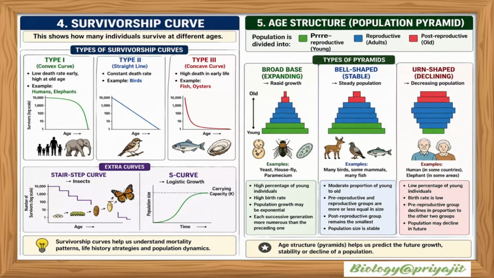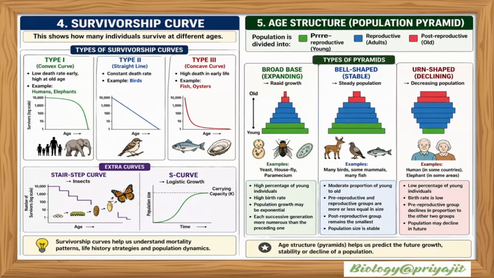Broad-based pyramid is found in yeast, housefly or paramecium. Bell-shaped pyramid is found in many birds and mammals and some fishes. And urn-shaped or declining population is found in humans in some countries and elephants. So in a broad-based population, there is a higher percentage of young individuals, high birth rate, and population growth may be exponential, each successive generation more numerous than the preceding one.